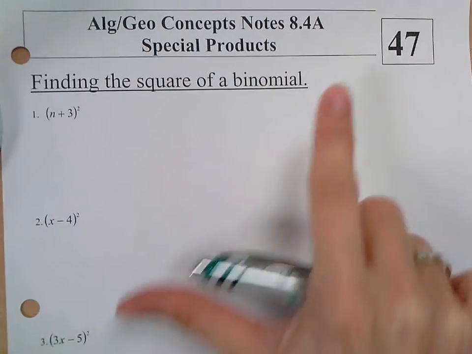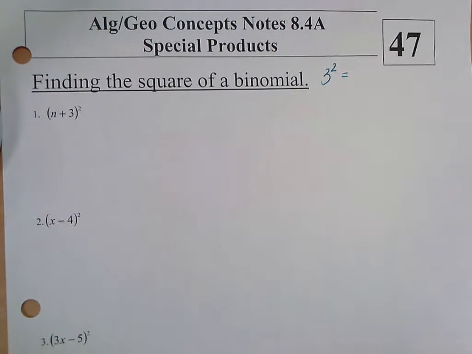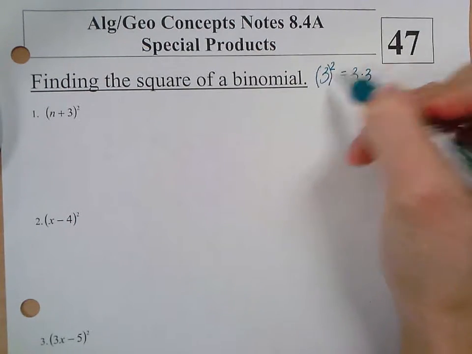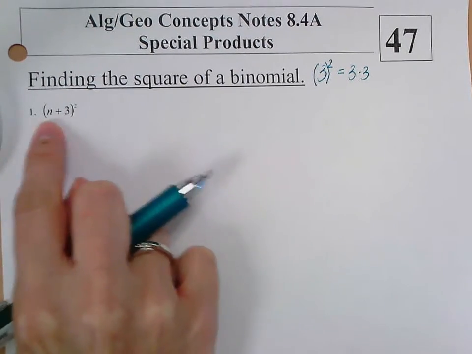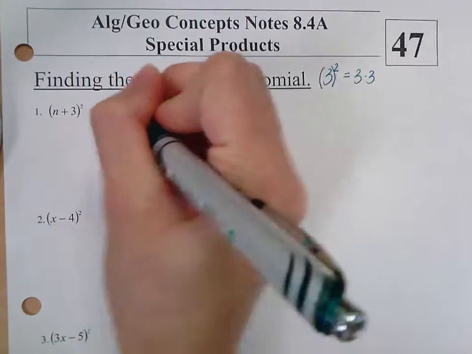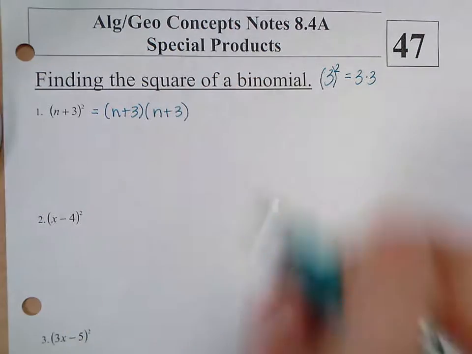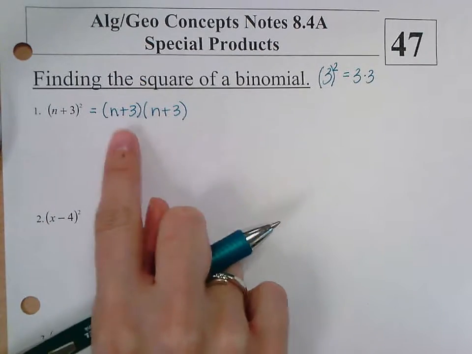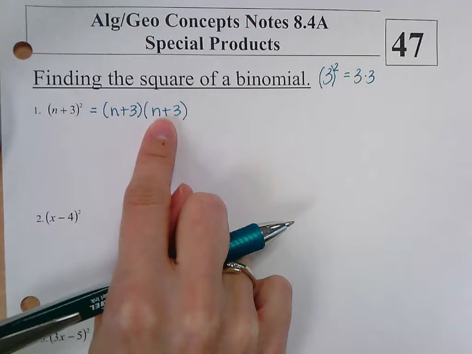I just want to ask you really quick, if you just had 3 squared, I know the answer is 9, but why? When you do 3 squared, what are you doing, Andrew? 3 times 3. Okay, so whatever number is your base, it's the base multiplied by itself. Here your base is a binomial. So this really means n plus 3 times itself, n plus 3. So for these, you need to rewrite them like this and then multiply, which you've done before.